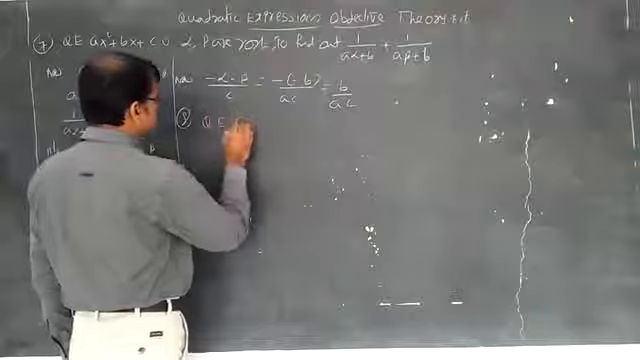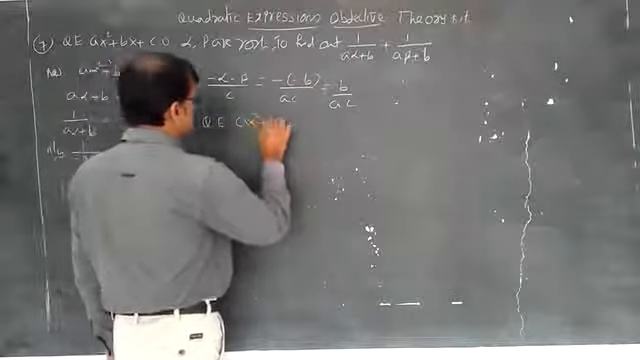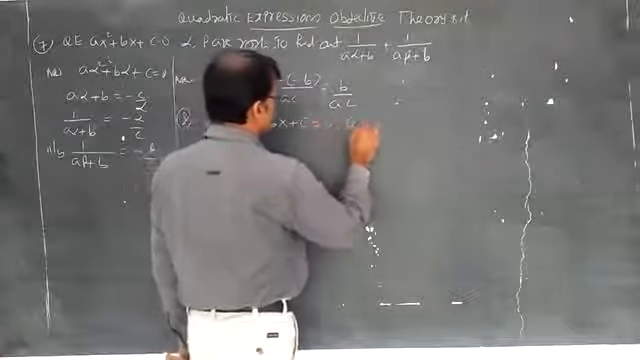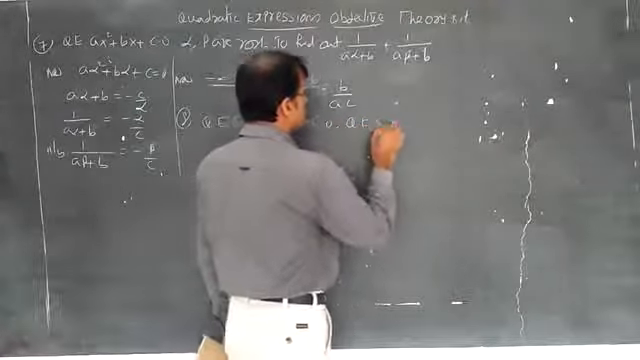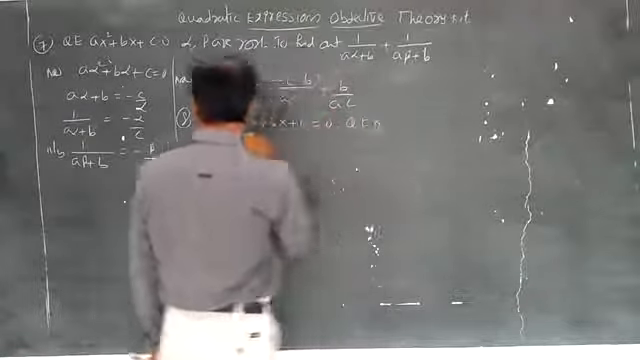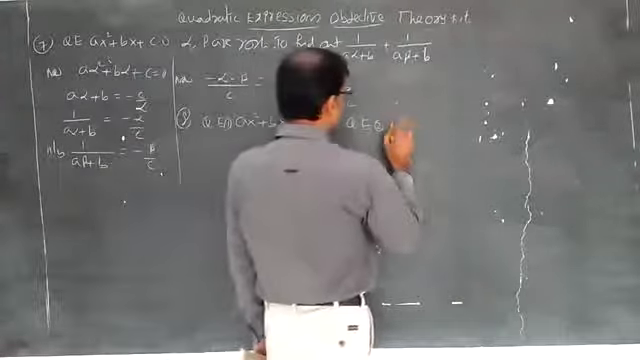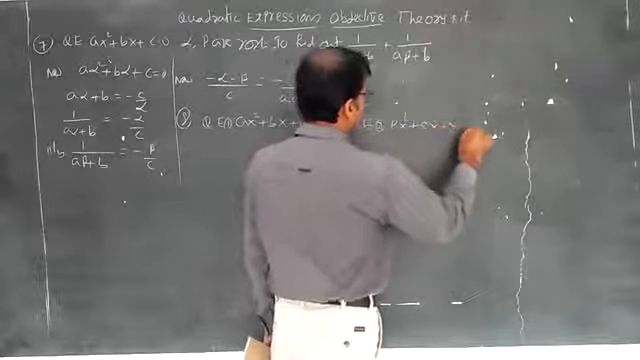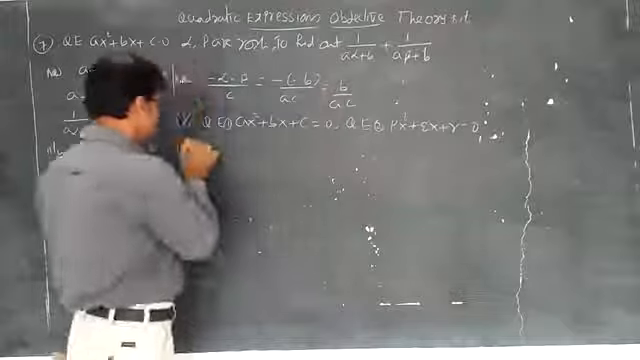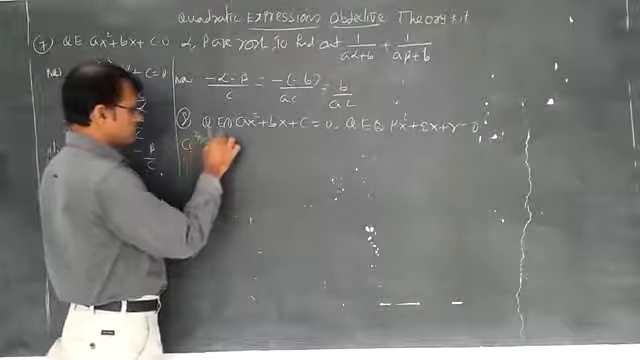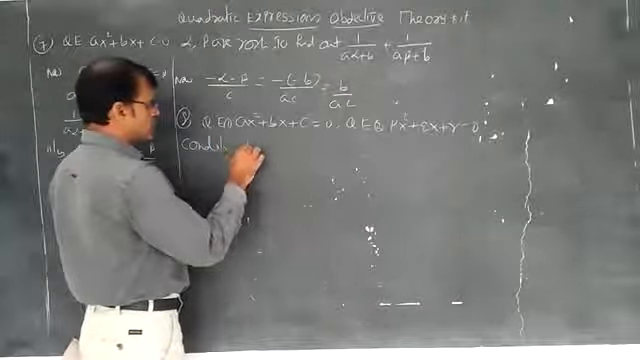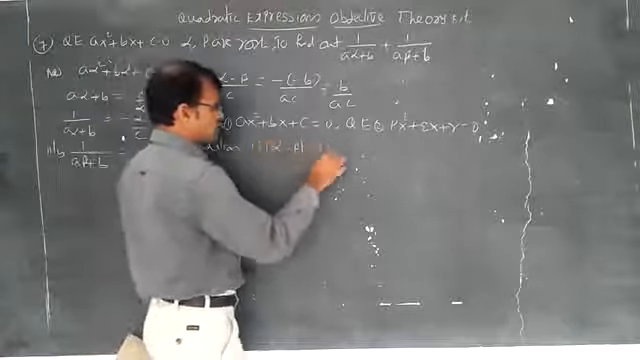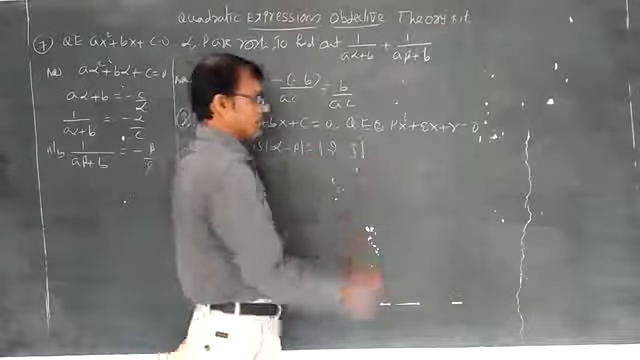QE1, ax square plus bx plus c, and QE2, px square plus qx plus r equal to 0. The condition is modulus of alpha minus beta is equal to modulus of gamma minus delta.